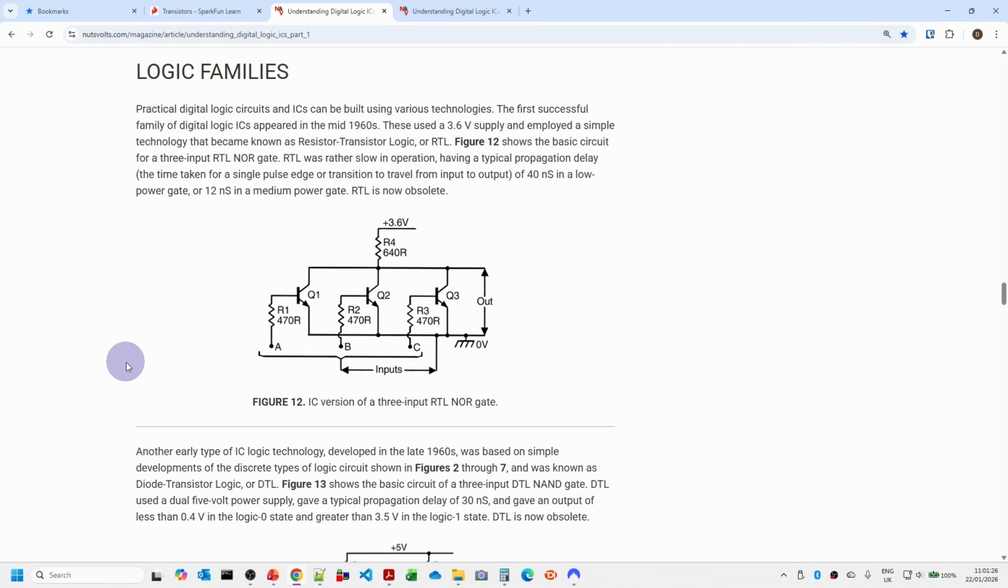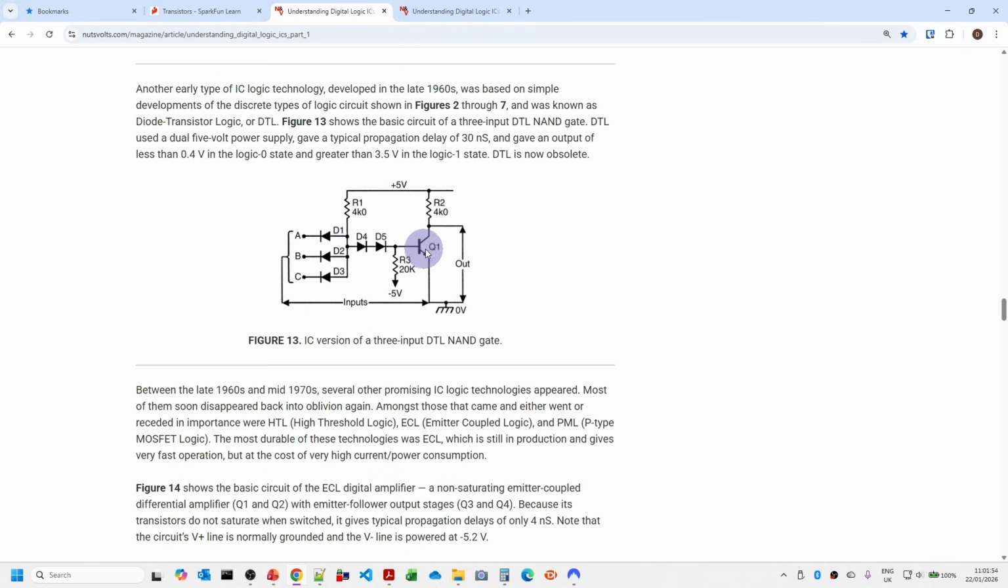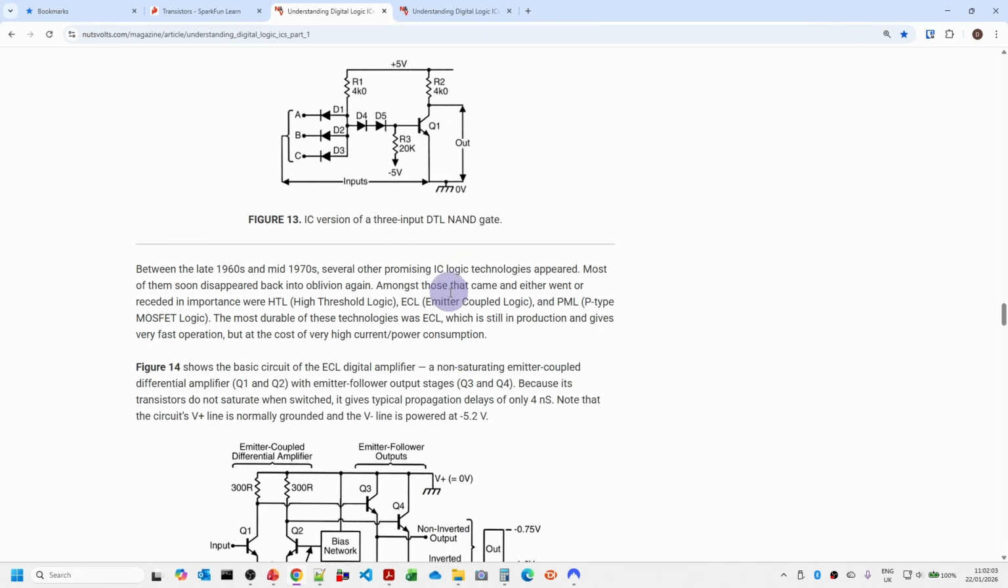So this is where we get into the logic families. Now, in the early 1960s, after transistors had been invented, the first logic ICs started to come out. The first technology really was resistor transistor logic, or RTL. And this is an example of a gate. So we've basically got a number of transistors with just these resistors. Then there became diode transistor logic, or DTL. But there were some problems with these in that they were limited to how fast they could run and also how much power they took.